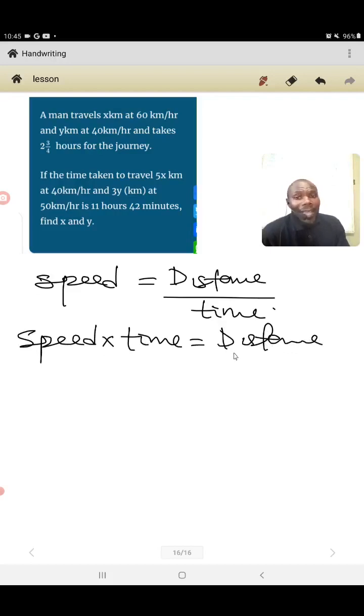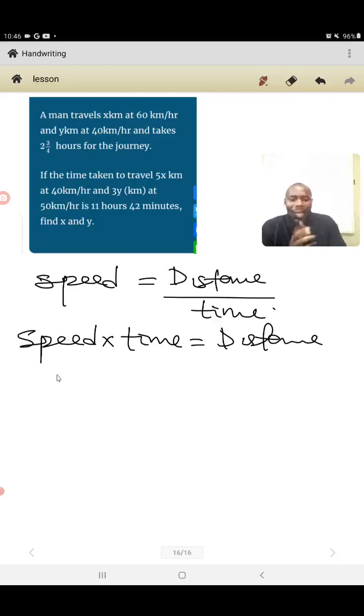From the first statement, he said both journeys, x and y kilometers, take 2 whole number 3 over 4 hours. I'm only explaining this so you're able to know the logic to use in solving word problems in this form. This type of question is common in WAEC, NECO, and JAMB, so you must know the logical way to interpret these questions.